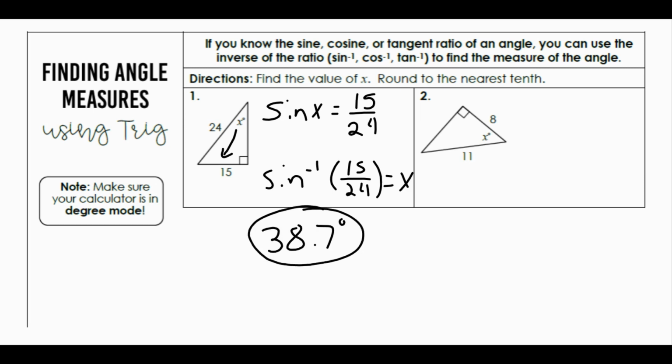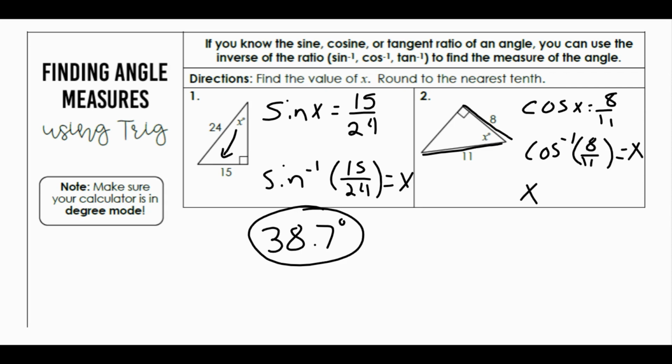And then number 2, I have side lengths of 8 and 11, and then x degree. So using the x to relate my side lengths, I have the adjacent side, which is 8, and the hypotenuse, which is 11. Adjacent over hypotenuse is cosine. So cosine of x will equal 8 over 11. Again, here to get rid of cosine, I'll use cosine inverse. So cosine inverse of 8 over 11 would be equal to x. When I plug this in, x is going to be equal to 43.3 degrees.